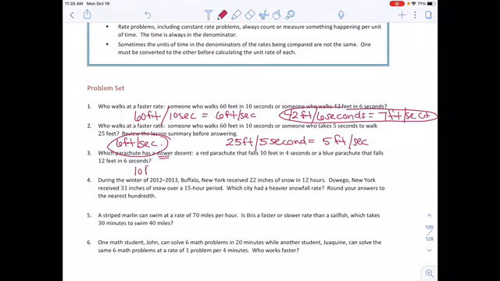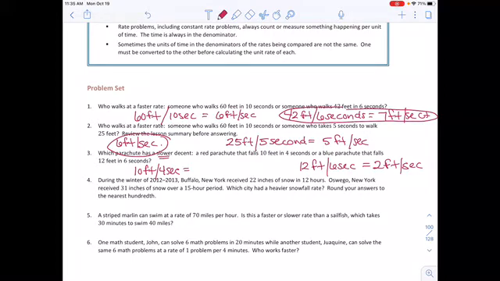A red parachute that falls 10 feet in 4 seconds, or a blue parachute that falls 12 feet in 6 seconds. Well, I forgot the number 6. We know 12 feet in 6 seconds is 2 feet per second because 12 divided by 6 is 2.